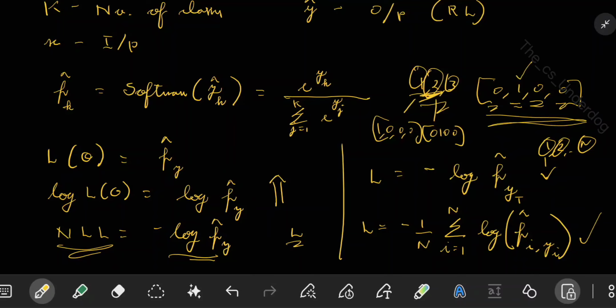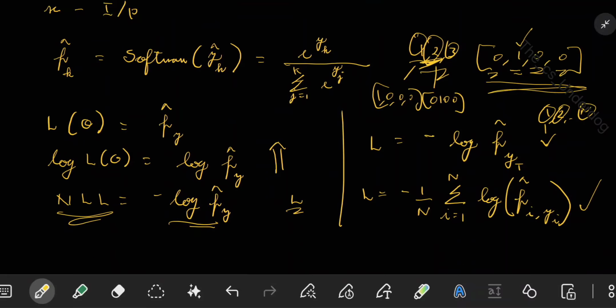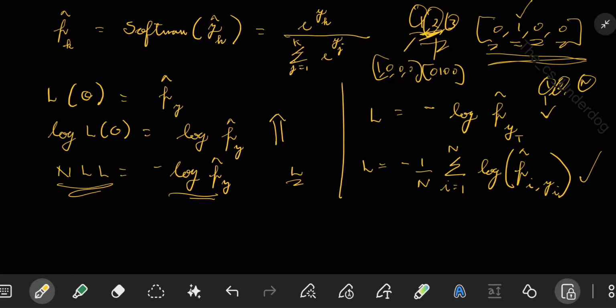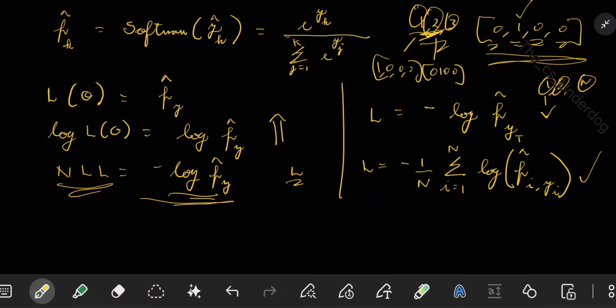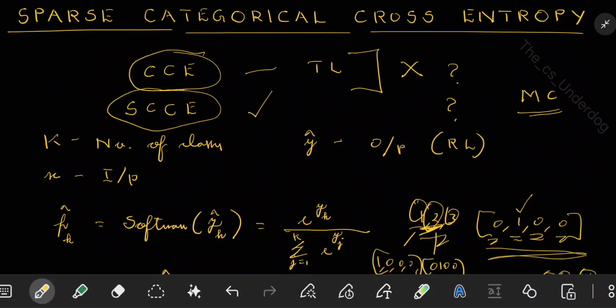And one more thing: in the previous lectures we discussed the maximum likelihood estimate. That exactly is what we used here. We discussed something like the probability of y true given x and theta. This exactly is the negative log likelihood that we minimized. So from here only we started. It is the same concept that we discussed in the last lectures. So this is it about sparse categorical cross entropy.